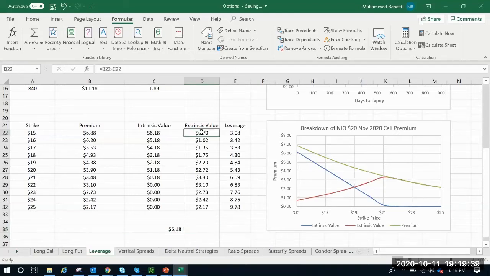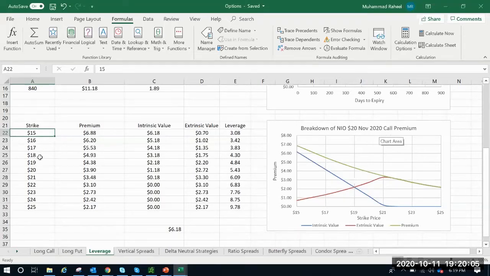And then they build in a little bit of time value, and when you add those two, that's the total premium they're charging you, right? They're giving you a leverage of three times. That's too deep in the money. But as you keep going down on strikes, and here I'm keeping the expiry the same, it's all November, the 20 call.